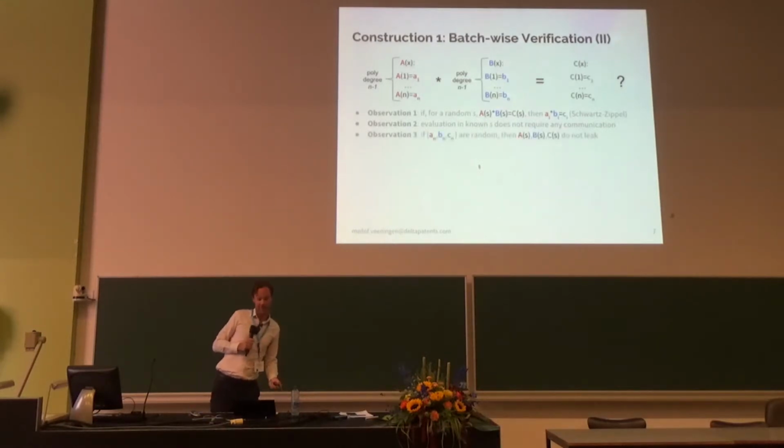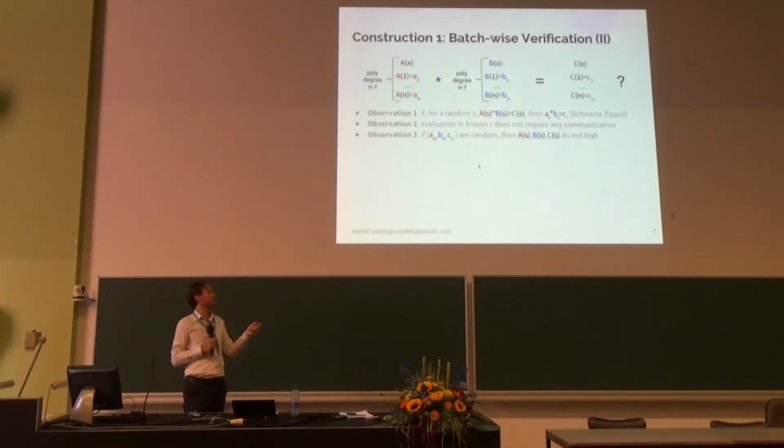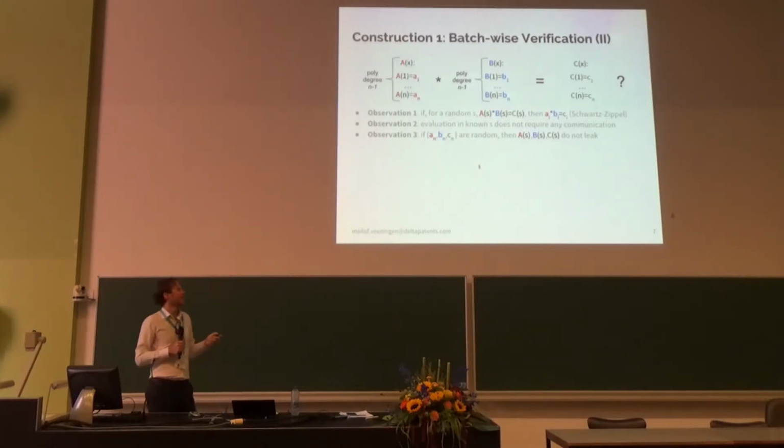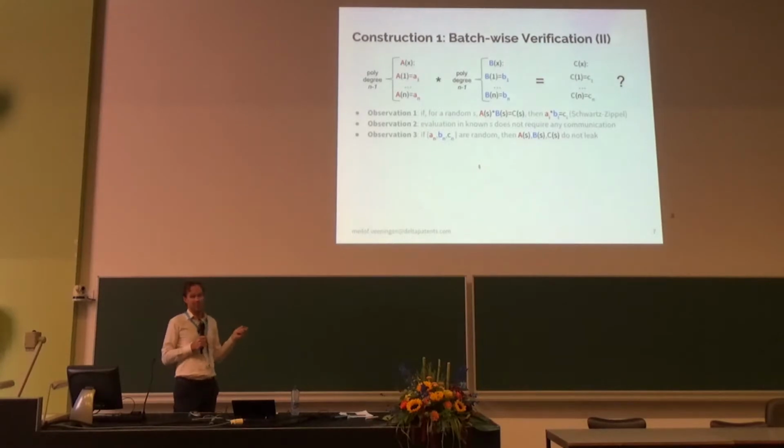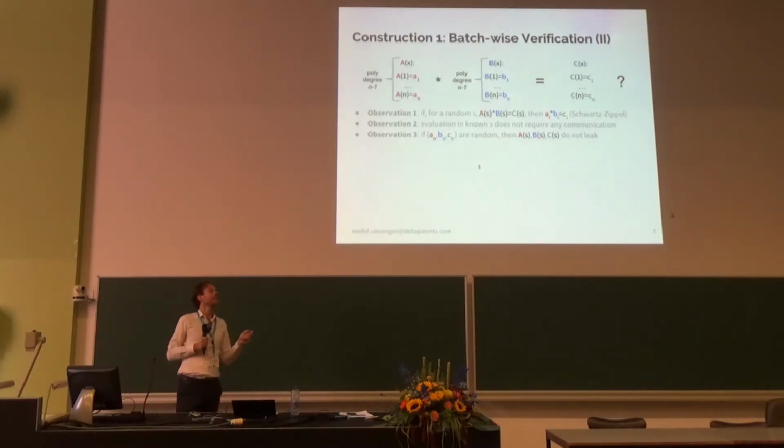The final observation is this one. If we have A(S), B(S), and C(S), we still need to check that the product holds, so that A(S) times B(S) is C(S). The third observation is that we can do this in the plain. If there's just a single triple out of all of these multiplications that were performed that consists of random values, so random values that are not known to any of the parties, then that implies automatically that the value of A(S) is completely random, so it does not leak.